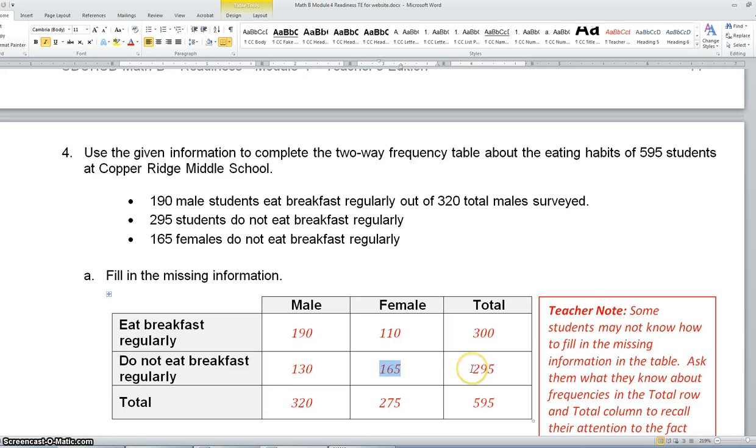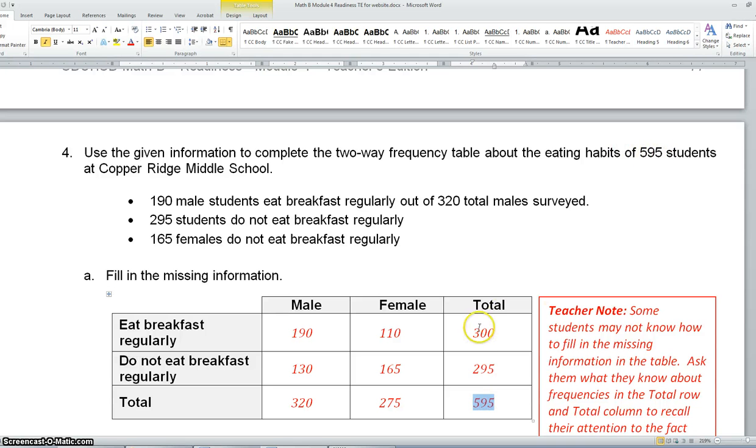Now, where are all the other numbers coming from? Well, we know that 190 plus 130 equals 320. We know this is 295. So now, where are we going to get the other information? Okay, let's take a look back here, though. We have a total of 595 students. That's all boys, all girls, whether they eat breakfast regularly or not. That is where this number comes from. So 595 comes from the original problem.